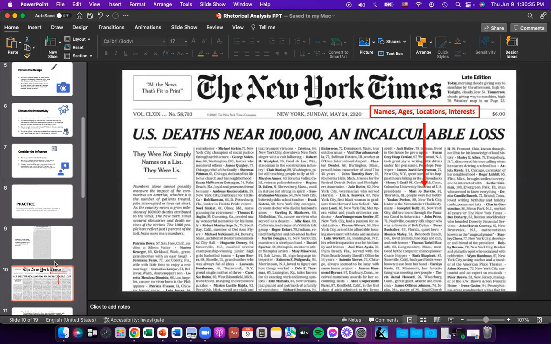So here's what's on the page. You have names, ages, and locations and interests, or maybe something about their employment, what they did. You have the headline, US deaths near 100,000. So we can numerically keep track of who has died. But then we have comma and incalculable loss. So yes, while we have these numbers, we cannot quantify this grief that we have all experienced from COVID.